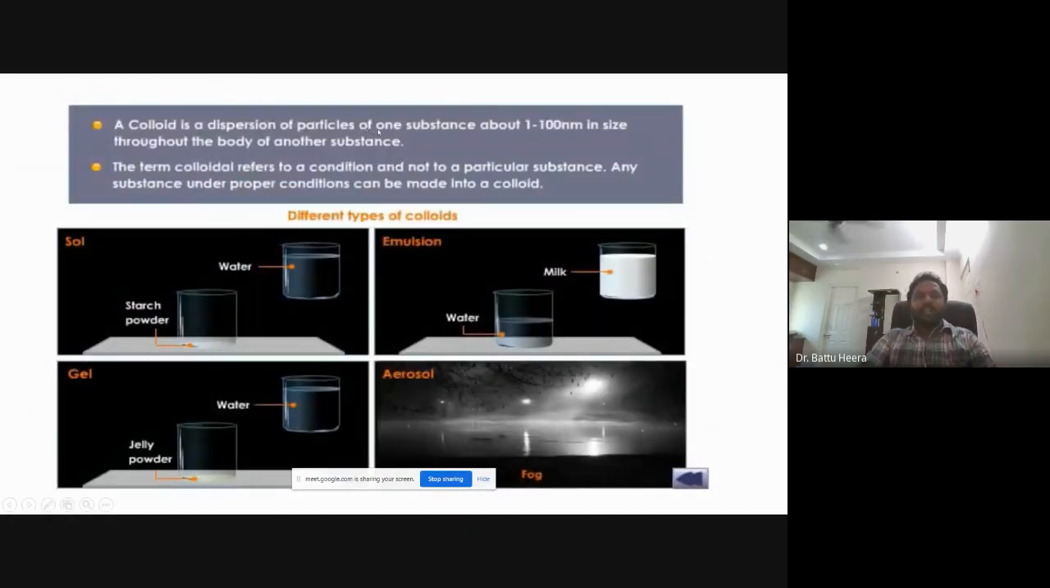A colloid is a dispersion of particles of one substance about 1 to 100 nanometers in size throughout the body of another substance. See, ఇది మిల్క్ కూడా మనం కొలాయిడ్ గా తీసుకోవచ్చు. అలాగే జెల్లీ, మనం తినే జెల్లీస్ కూడా కొలాయిడ్స్ కింద ఎగ్జాంపుల్ తీసుకోవచ్చు. And aerosol, see the fog, smoke plus droplets of water form as a fog. Is it right or not? This is aerosol. So these are some of the different types of colloids, that is solution, emulsion, gel, and aerosols.